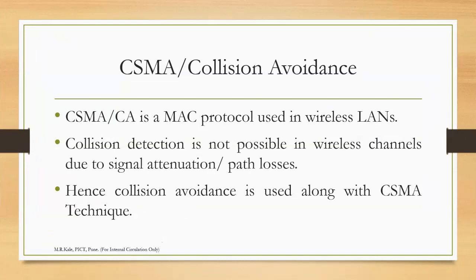Now CSMA-CD was used in wired networks, and this is used in wireless because in CSMA-CD protocol, there is a transmission of jamming signal with the help of which collision can be detected. Same is not the case with wireless LANs because even if a jamming signal is sent by a station, due to signal attenuation in the wireless channel, due to path losses, the signal might get attenuated completely and many stations will not come to know that there has been a collision. So collision detection is very difficult in case of wireless LANs.